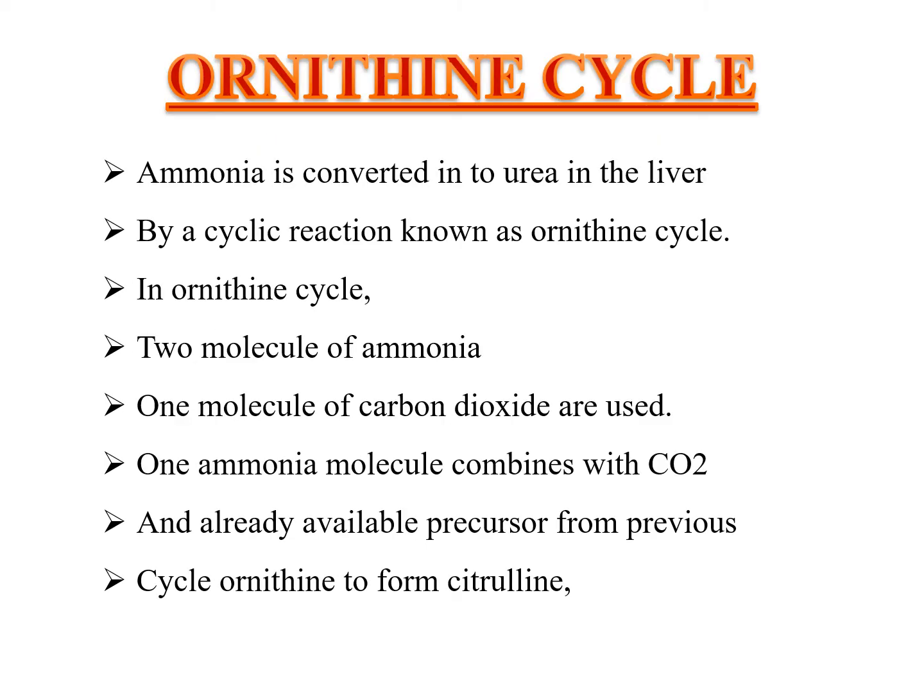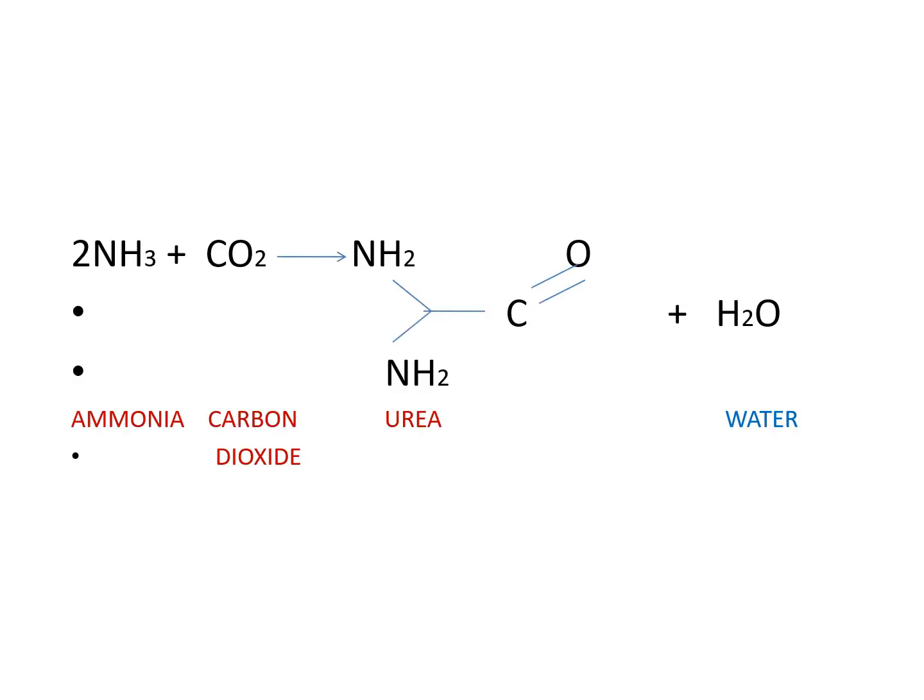Ornithine cycle. In the ornithine cycle, ammonia is converted into urea in the liver by a cyclic reaction known as the ornithine cycle. In the ornithine cycle, 2 molecules of ammonia and 1 molecule of carbon dioxide are used. One ammonia molecule combines with carbon dioxide and an already available precursor from the previous cycle, ornithine, to form citrulline. Two molecules of ammonia combine with 1 molecule of carbon dioxide to form urea and water.